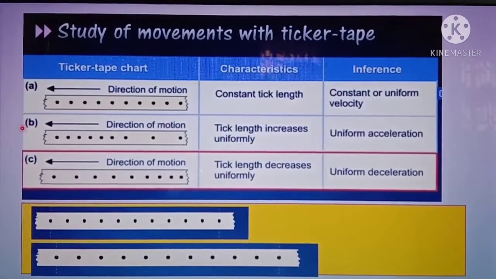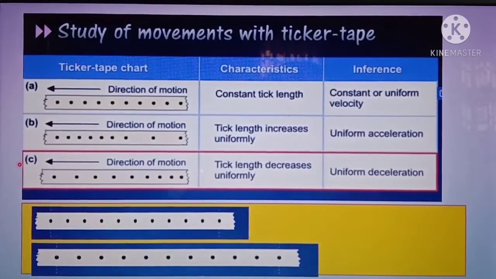Now we look at B. Also direction to the left, so this one is the first dot. From the first dot to the final dot, you can see the distance between two dots increases. So the characteristic is that tick length increases uniformly. Inference based on the dots produced on the ticker tape: this object is moving with uniform acceleration.